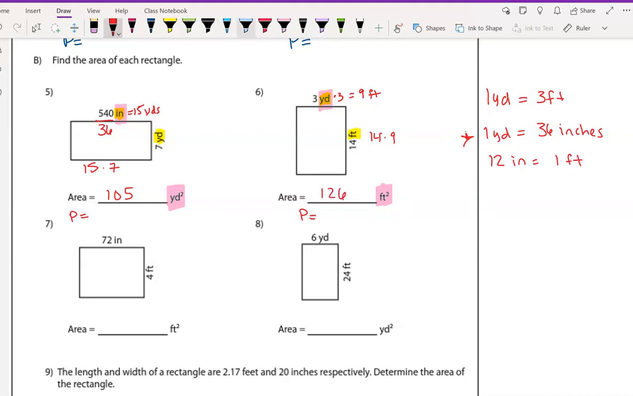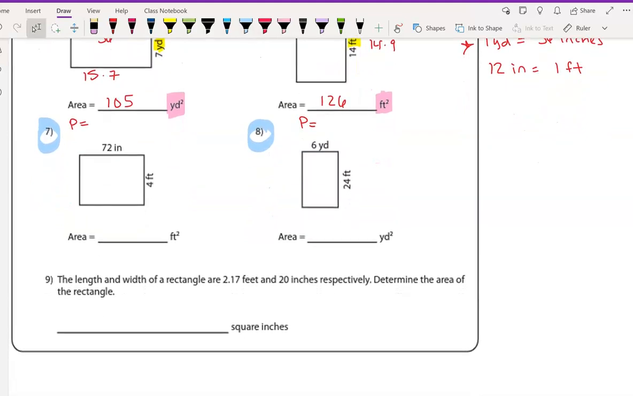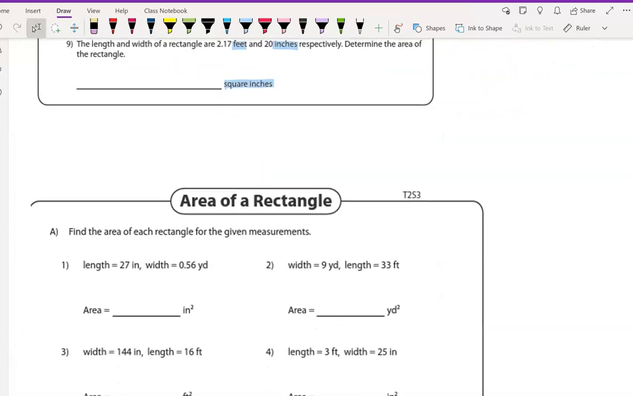So please do number 7 and number 8 on your own. And once you've done them, please check your answers with your teacher. Now that you're ready for number 9, this is a little bit of a word problem. Please be very careful to understand that you must use the same label. They're using square inches, so you're going to need to convert feet to square inches. If you need assistance, please see your teacher.